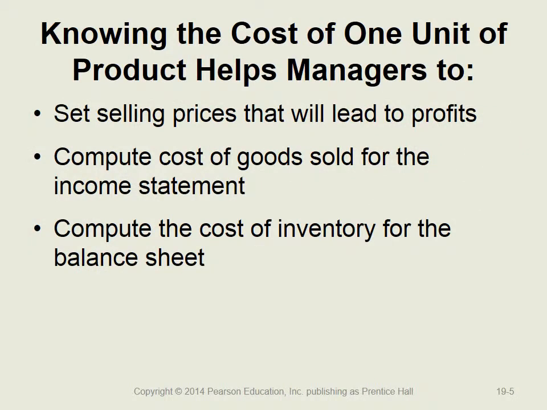Managers use cost accounting systems to plan and control. If the manager can calculate the cost of one unit of product, then he or she can use that information to plan a selling price that will produce profits for the company. In addition, this enables the manager to compute both the cost of goods sold on the income statement and the value of the ending inventory on the balance sheet. Once the cost per unit of product is known, the manager can plan and control those costs.